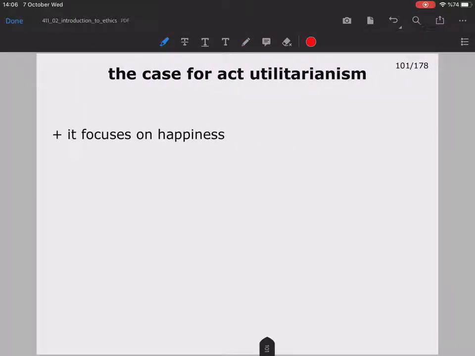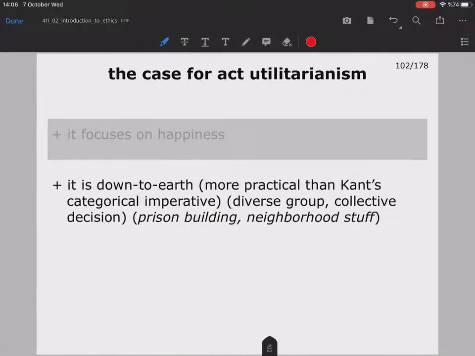So as you see, what are the benefits or the positive sides of this? It focuses on happiness. Good. Because we're trying to be happy in a society. We're trying to increase happiness in our society. It is down to earth. It is more practical than Kant's categorical imperative in, let's say, particular scenarios. It's maybe not as strict as Kant's.